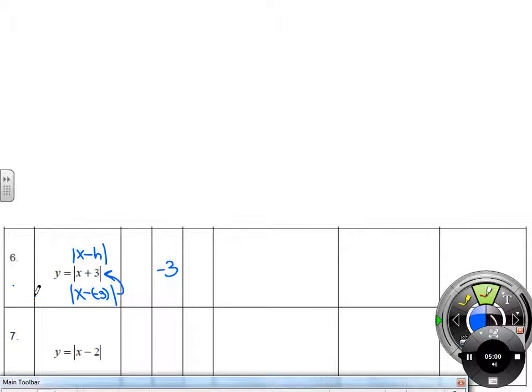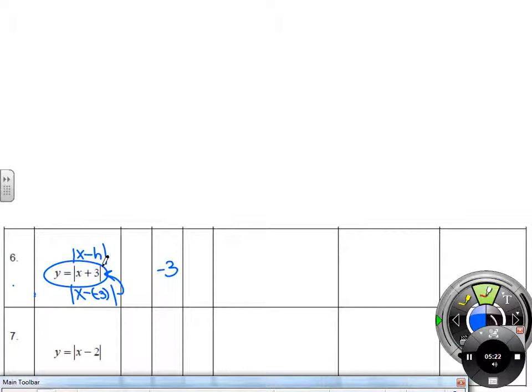Why they would make it that confusing, they're not doing it on purpose. When you guys graphed this, what happened to this graph compared to the parent graph? It moved over 3 to the left or to the right? The left. Do you see why they have to make the formula like this so this comes out to be negative 3? That's how we understand it shifted to the left instead of to the right.